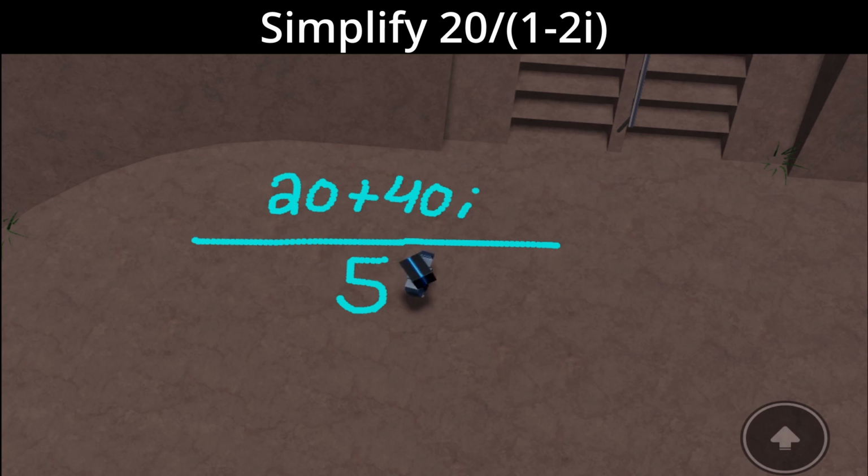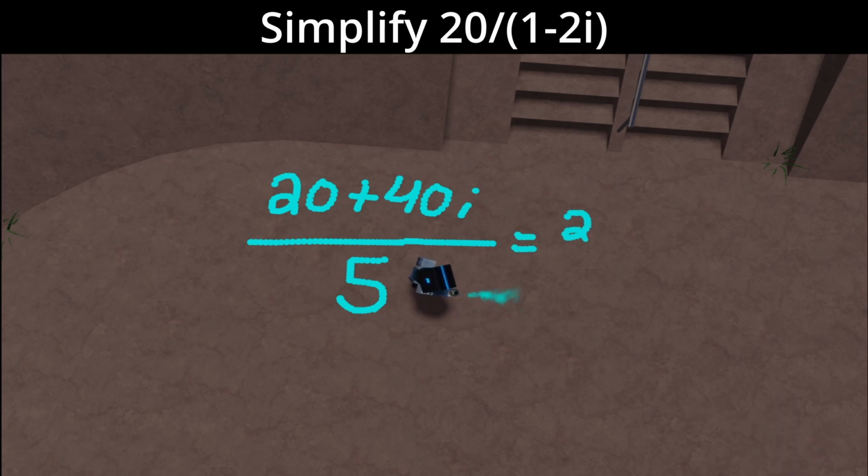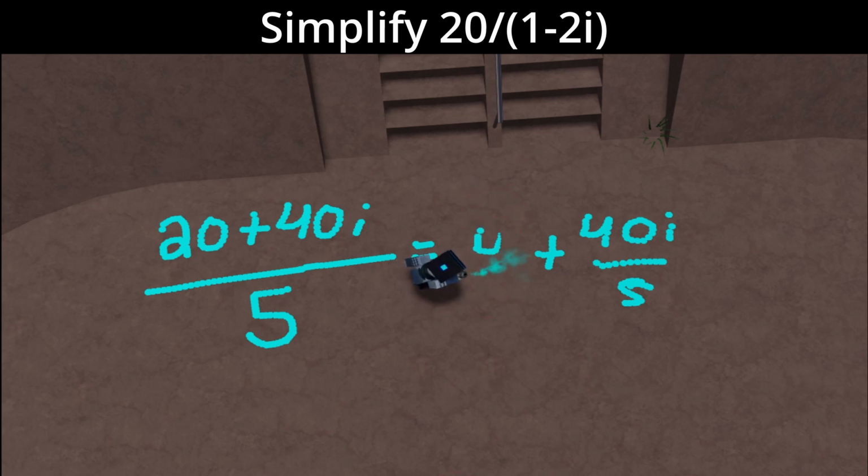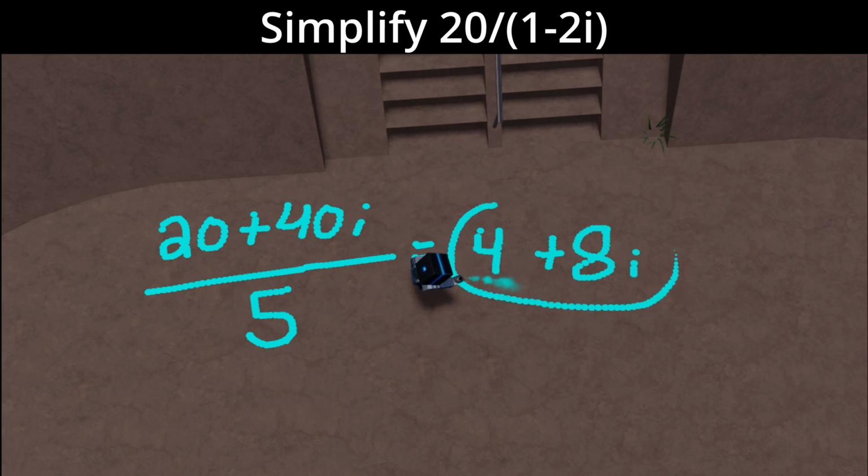Now we just need to divide. So to divide this, we'll just have 20 plus 40i divided by 5. That's equal to 20 divided by 5 plus 40i divided by 5. 20 divided by 5 is just 4. And then 40i divided by 5, well, 40 divided by 5 is just 8. So we're left with 8i. And that's it. That's how you divide complex numbers, or how you divide by complex numbers.